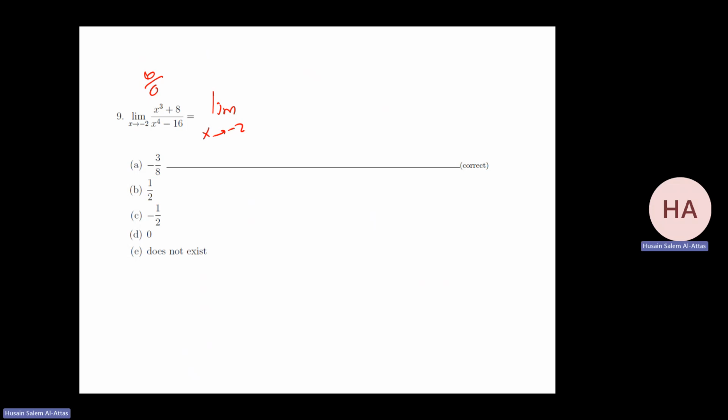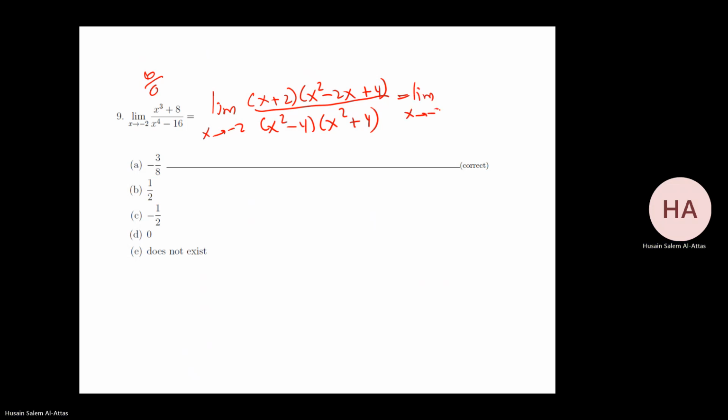So let's simplify. Now we have a difference of 2 cubes. So you have (x plus 2)(x squared minus 2x plus 4) over, this one is what? (x squared minus 4) times (x squared plus 4). I need to continue. (x plus 2)(x squared minus 2x plus 4). I need to factor this one more, (x minus 2)(x plus 2), and this will be the same. Now, this one will cancel with this, and then I will do substitution.